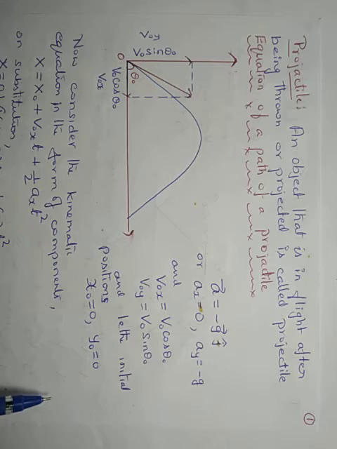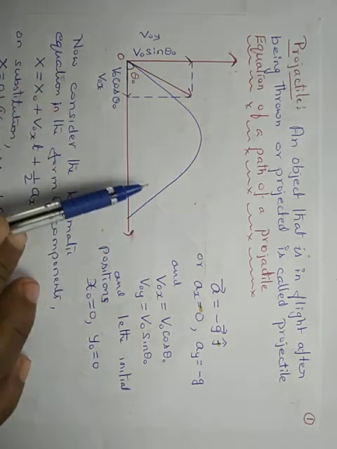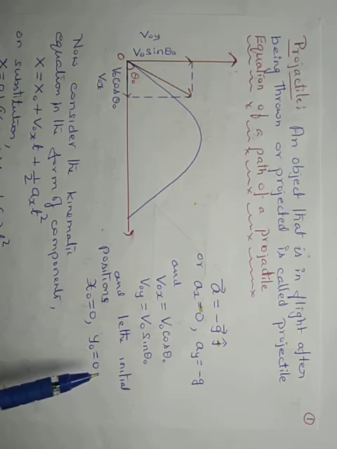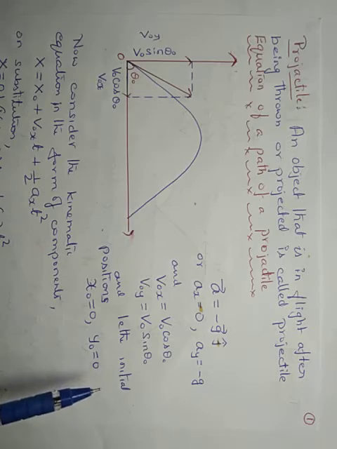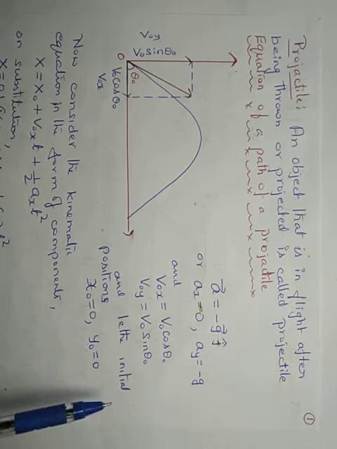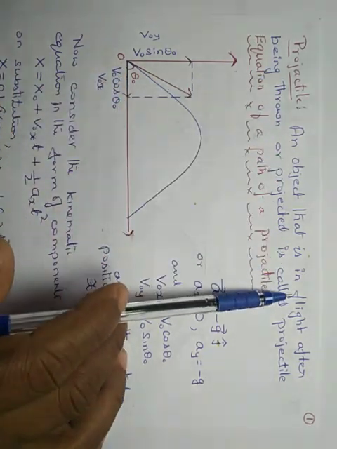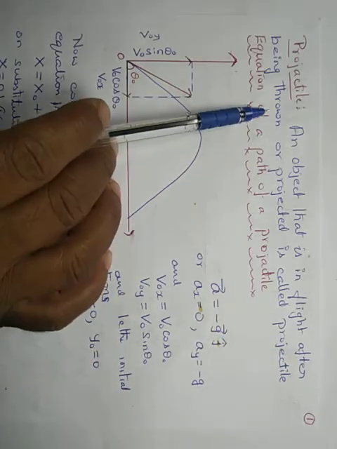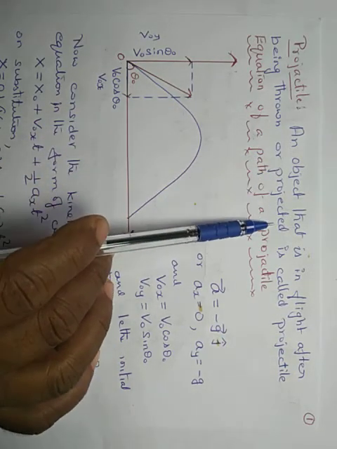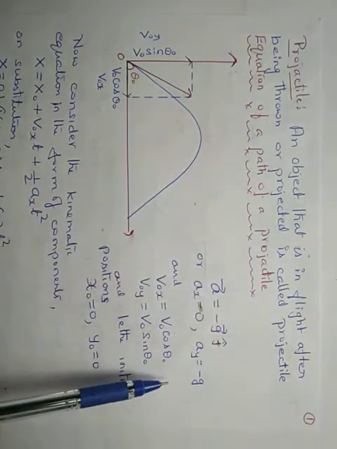Now let us study projectile motion. What is a projectile? Any object that you throw, or the object in flight after being thrown, is called a projectile. An object that is in flight after being thrown or projected is called a projectile.